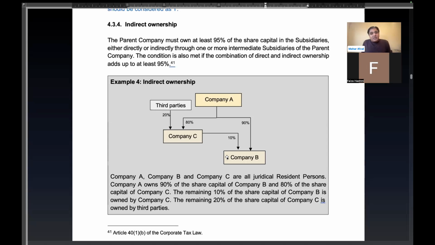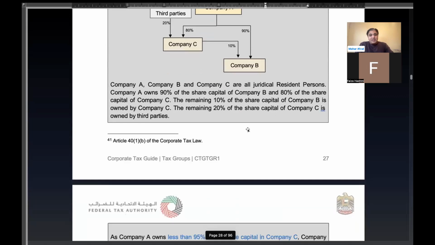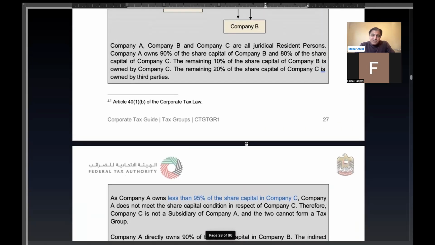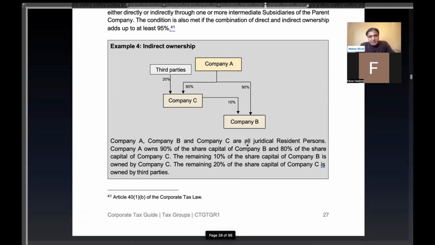You can go through this. This is the same thing they mentioned here as well. They said company A directly owns 90% of share capital in B. Agree. The indirect ownership in B can only be considered if held through one or more subsidiaries, and C is not a subsidiary of A. Quite strange for me, very honestly, but we need to stick to it.